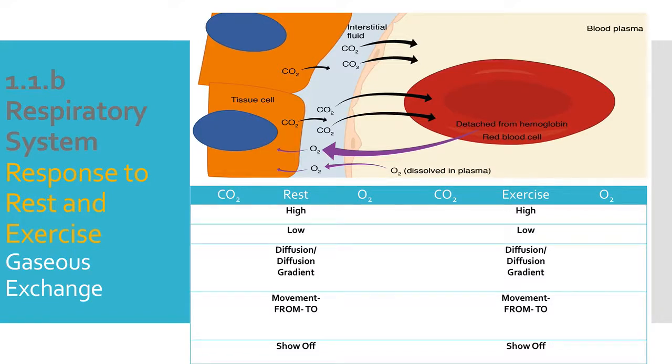Okay, so CO2 at rest. The partial pressure of CO2 is high in the muscles, because we know it's a waste product of aerobic respiration. It's low, therefore, in the capillaries and the blood. Diffusion is the movement of particles from an area of high pressure to an area of low pressure. So the CO2 moves down the diffusion gradient from the muscles into the blood capillaries, where it is then returned to the heart. If you really want to show off, you can say via the vena cava, returned to the heart, then taken back to the lungs by the pulmonary artery where it's expired.